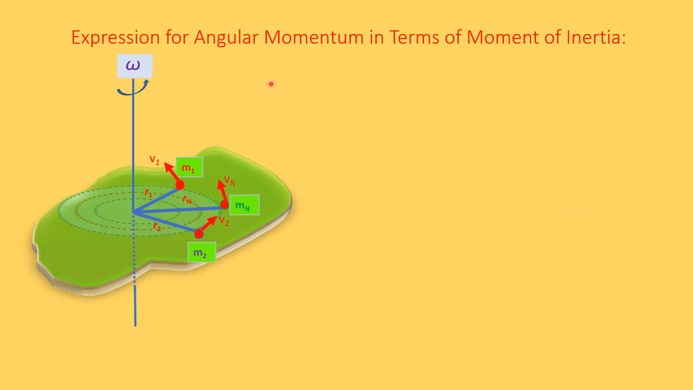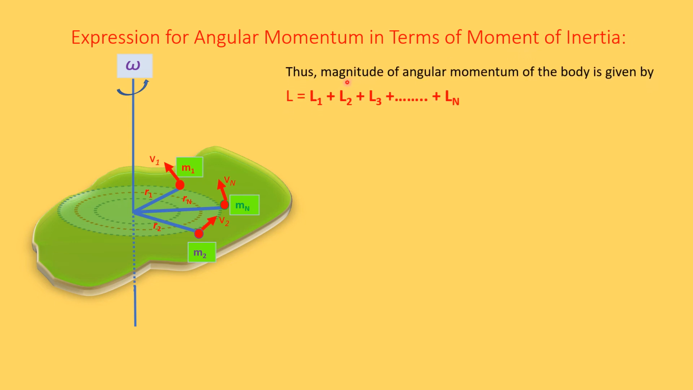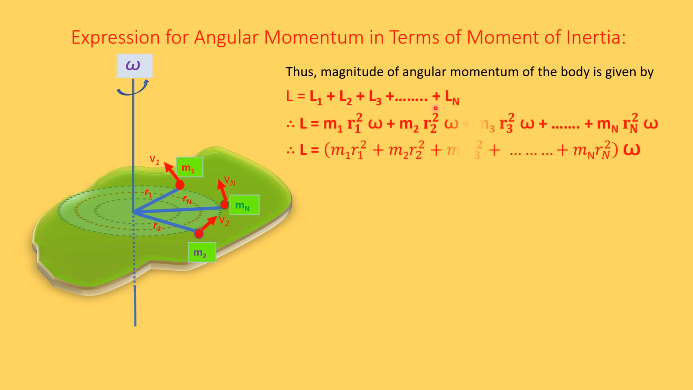To calculate the expression of angular momentum in terms of moment of inertia, we have to add all the magnitudes of angular momentum of this body. So we can write the equation as L is equal to L1 plus L2 plus L3 plus and so on up to Ln. Just substitute the values of L1, L2, L3, and we get L is equal to m1 R1 square omega plus m2 R2 square omega plus m3 R3 square omega plus and so on up to mn Rn square omega.